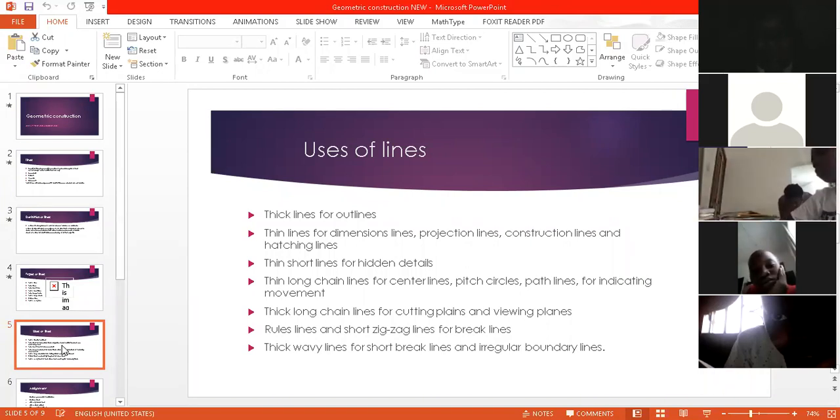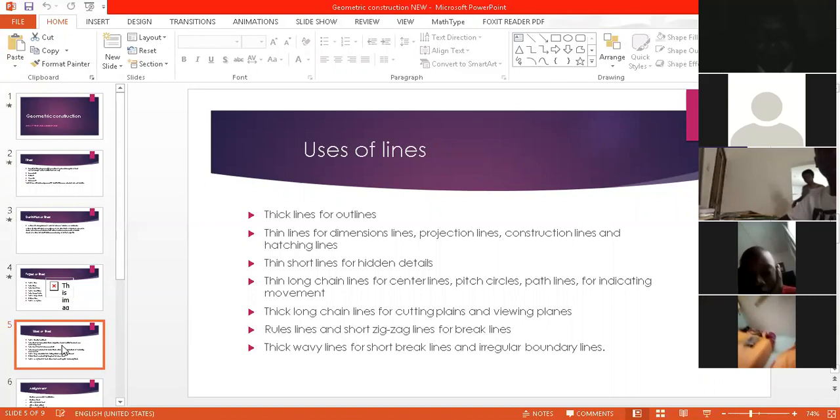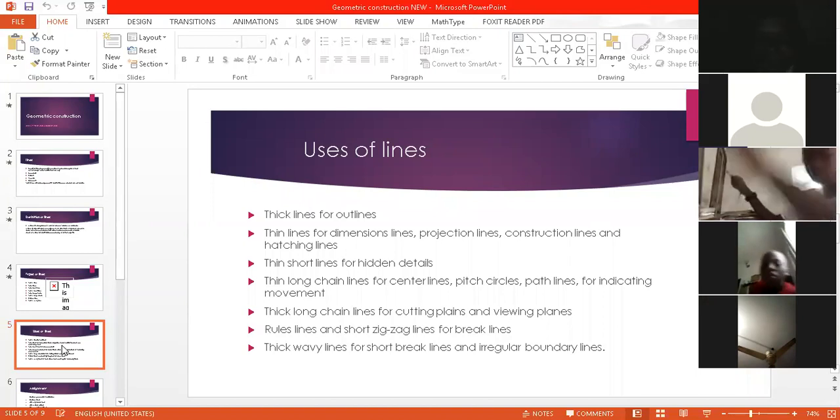Now, the next one is thick long chain lines. Sorry, thick long chain lines are used for cutting planes and viewing planes. Then ruled lines and short zigzag lines are used for break lines.